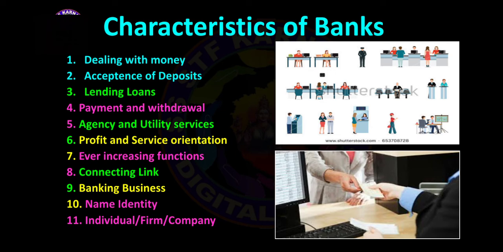So I'll request you to please note down these points, try to write them in your notebook, so that you can recall and revise it and understand as well. So these are all the 11 characteristics of a bank. It starts with dealing, acceptance, lending, payment, agency, profit, ever increasing functions, connecting link, banking business, name and identity, individual, firm or company.